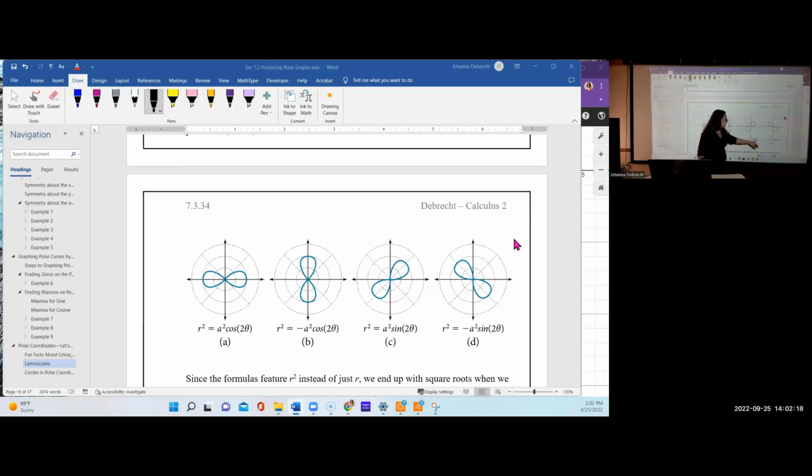And this is with sine. So notice with sine, they get off kilter and go into quadrants 1 and 3 or 2 and 4. And with cosine, they stick on the axes.